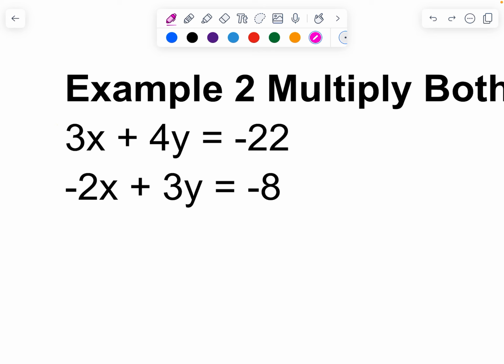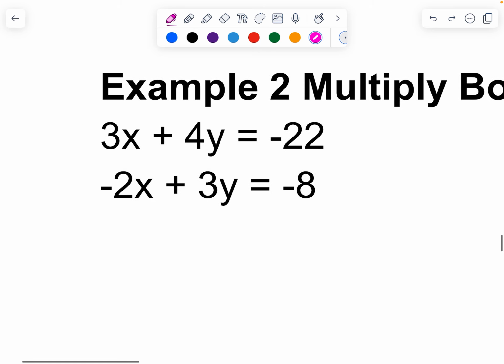Now, I'm going to pick getting rid of the x's. Why am I going to do that? Because one of them's positive and one of them's negative. So, just like when you were finding common denominators, we're going to find a common coefficient.